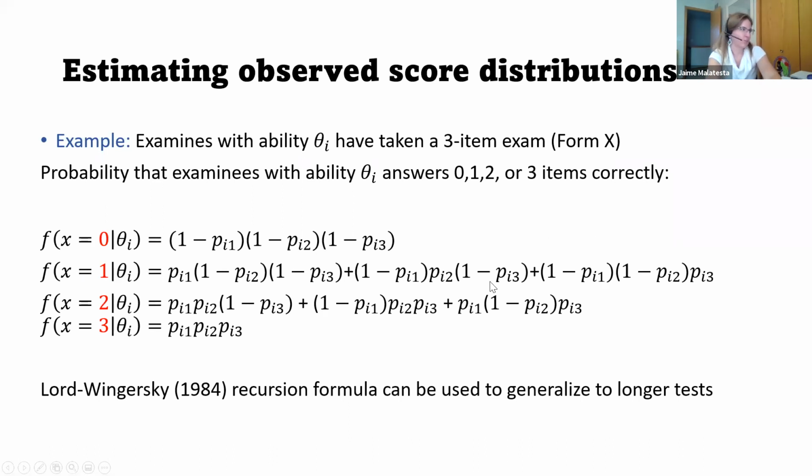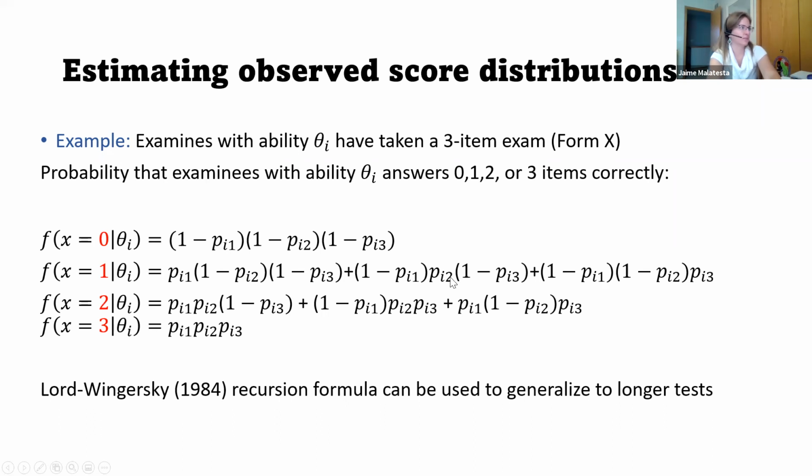you have this longer equation, right? So we have the probability of them correctly answering item 1, times the probability that they incorrectly answered item 2, times the probability that they incorrectly answered item 3. Then you add, because there are 3 different ways that they could score a 1. In this first group of terms, the first way they could score x equal to 1 is by getting item 1 correct, but getting items 2 and 3 incorrect.